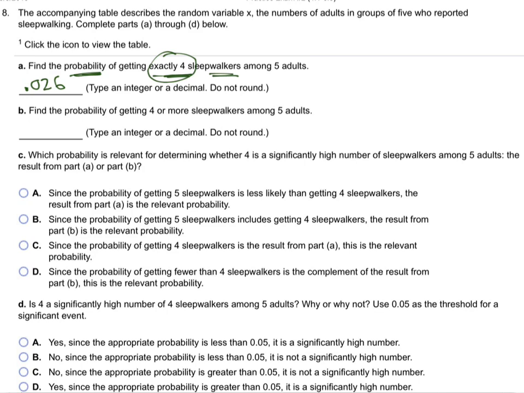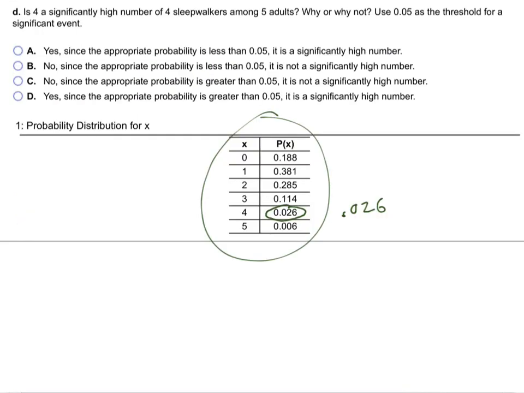So sleepwalkers: 4 or more among 5. What do we do? Add 4 and 5. Just add them up. 0.006, just add them up. 6 and 6, 12. Use your calculator. 0.032.